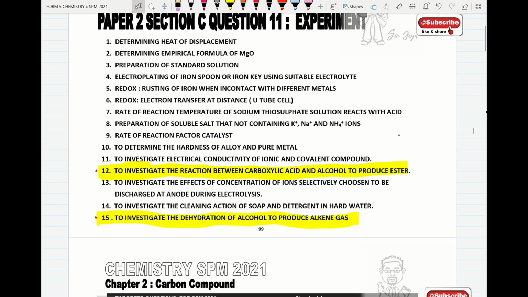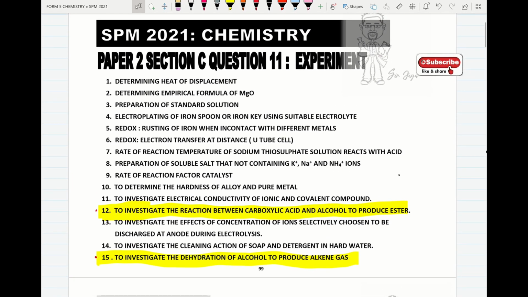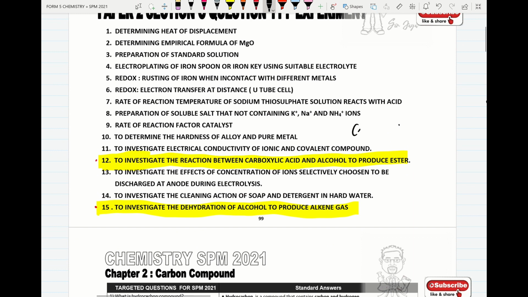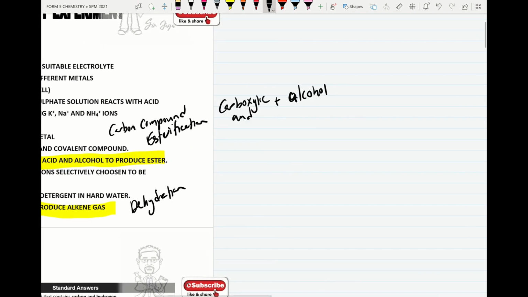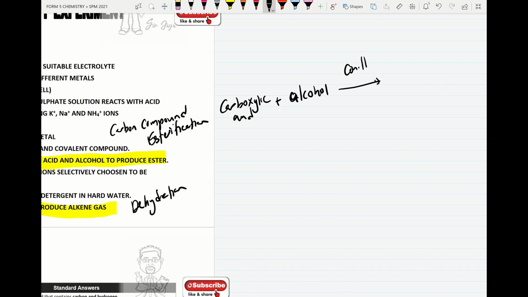To my channel. So in this slot we're going to discuss another two essays from chapter 2, Form 5, which is known as carbon compound. Under carbon compound, please remember the esterification process and also the dehydration process. Under esterification, please remember carboxylic acid can be reacted with alcohol in the presence of a catalyst, which is concentrated sulfuric acid, heated under reflux to produce ester and water.